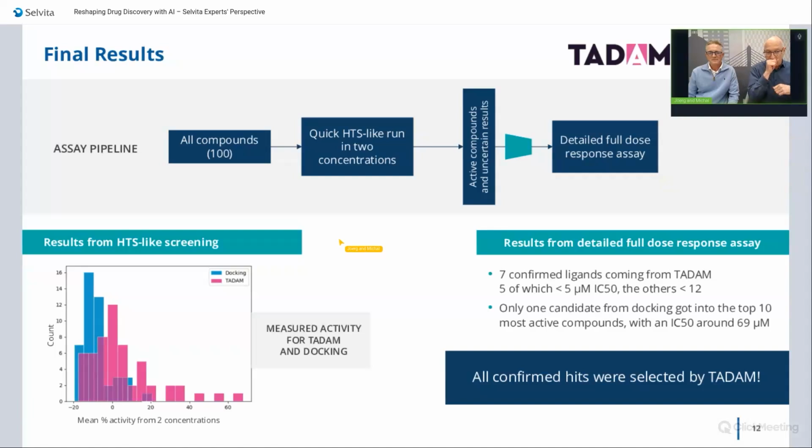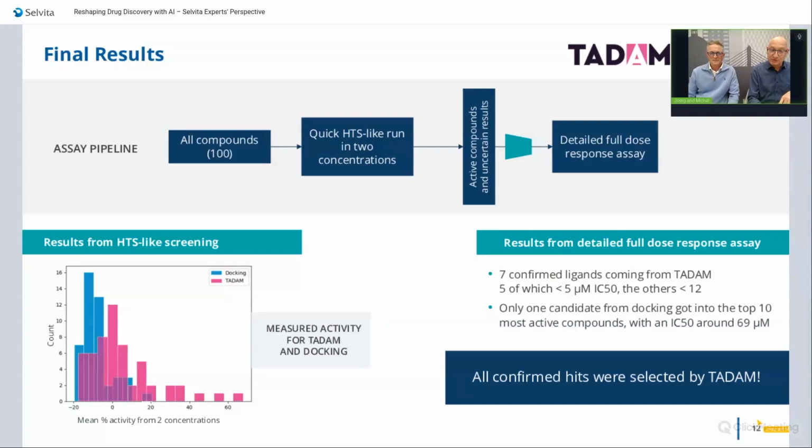At the end, we received 7 confirmed hits, and 5 of them were with an IC50 lower than 5 micromolar. These were the TADAM hits. And from our active docking pipeline, we had 1 hit. So this showed us at the end that our model works in practice. It was able to find active compounds against a target that it has not seen before. And that is really a good result. And we are, as you can imagine, quite proud to have it in our hands.